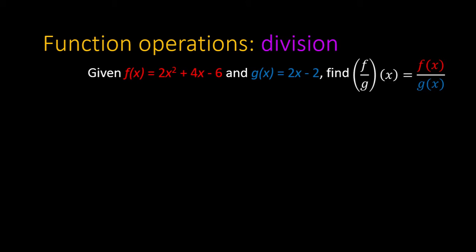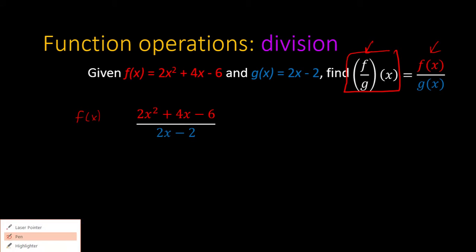Let's get started. When dividing functions, we say that f over g of x is equal to f of x over g of x. So if you're asked to compute f over g of x, all you do is take your f of x, turn it into your numerator, and take your g of x and make it your denominator. Notice here all I've done is rewrite f of x as my numerator and g of x as my denominator. So what do I do from here?